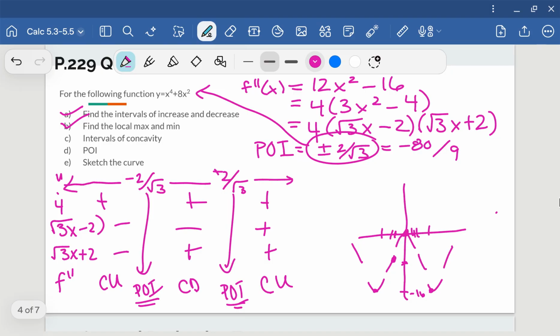So I have my points of inflection, which I just erased. And now I'm looking at concavity. So I concave up anywhere less than negative 2 over root 3. So this here is concaving up, and then we also have concaving up here. I also concave up anywhere greater than 2 over root 3. So concaving up, concaving up.